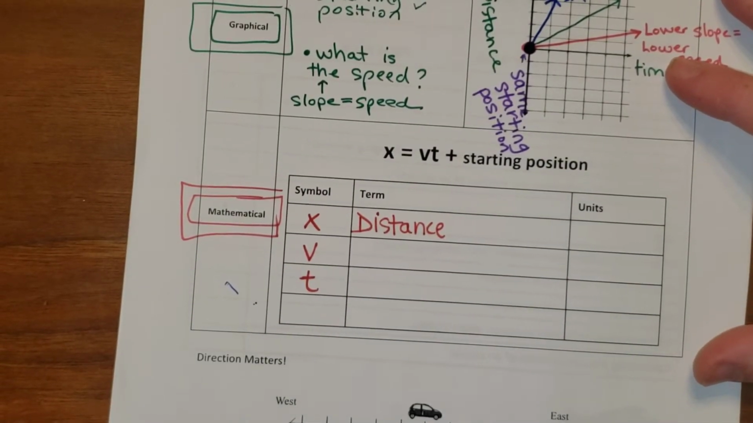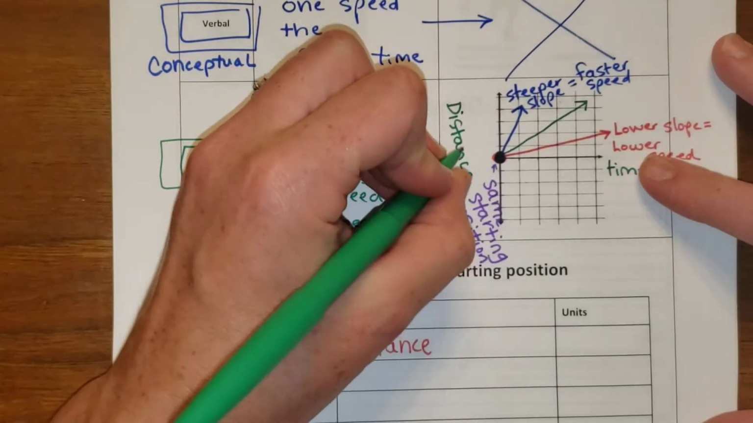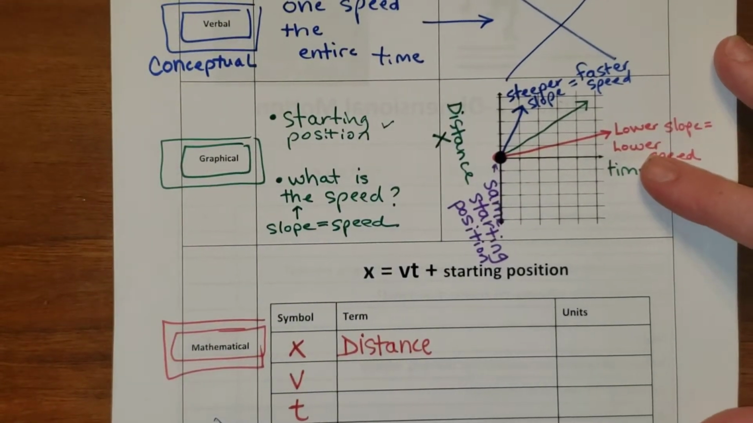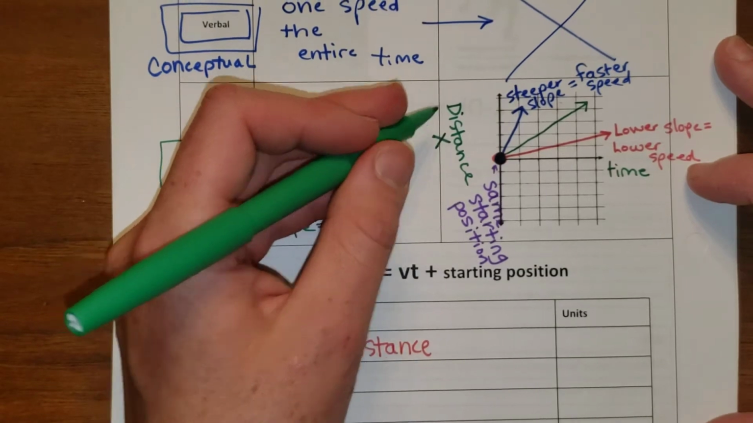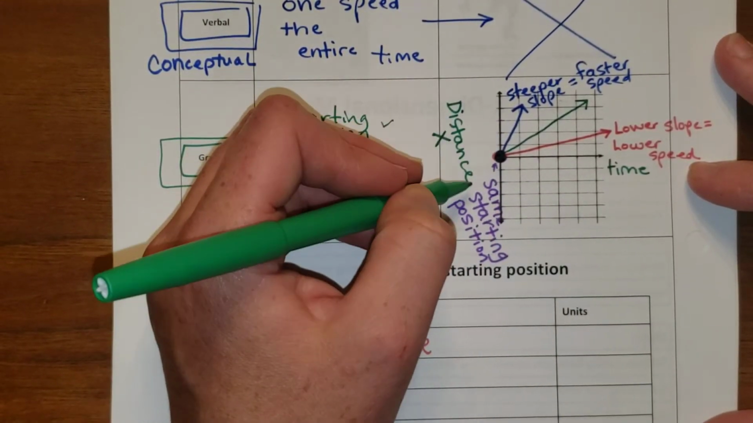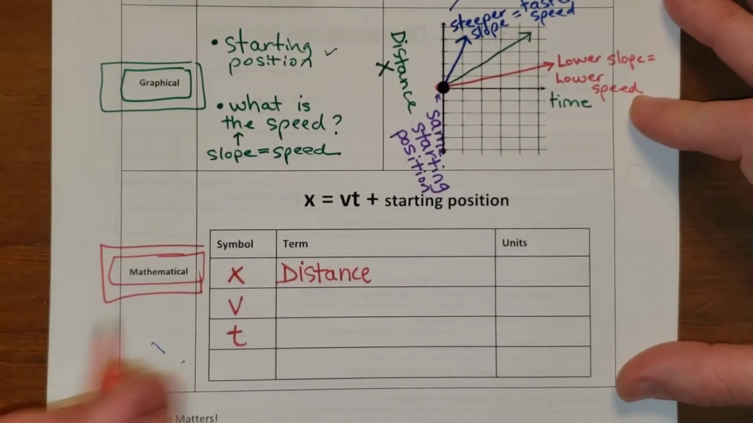And then I'm actually going to take my green pen. I'm going to go back up to my graph that I was working on, and I'm going to put an X here because that is the symbol for distance. And as time goes on, we're going to use the X as our symbol on this axis rather than write out the word distance every single time. The units for distance are meters.